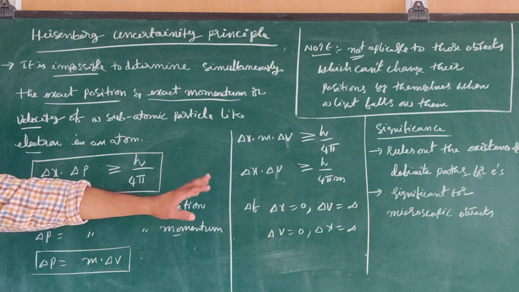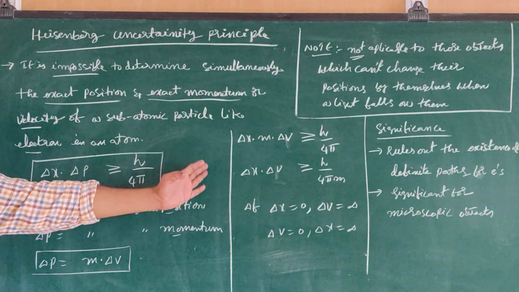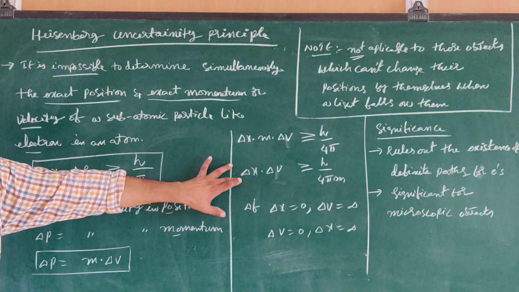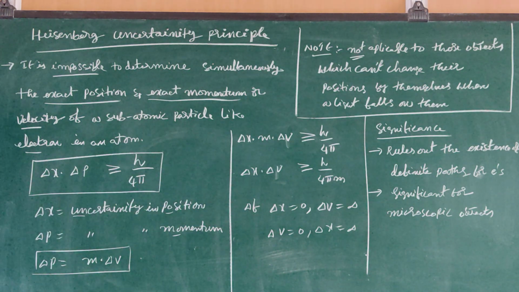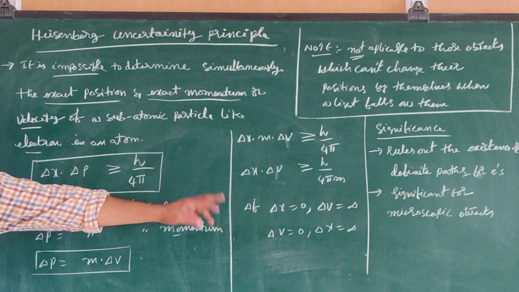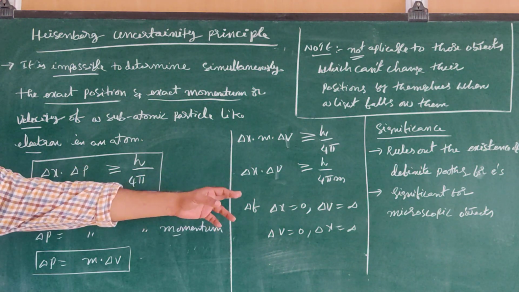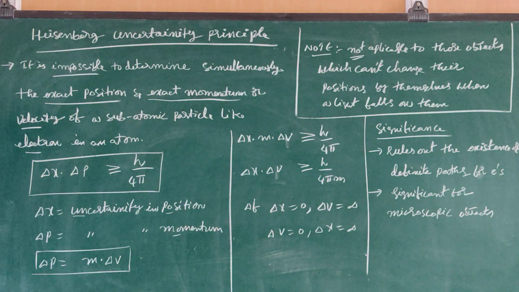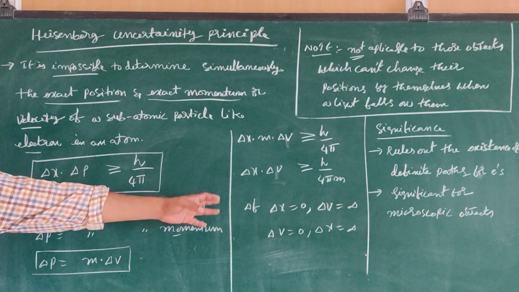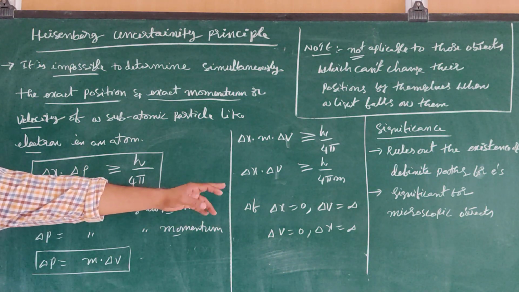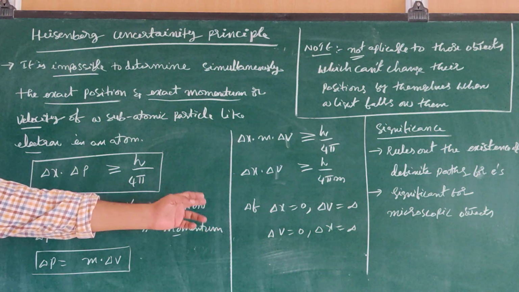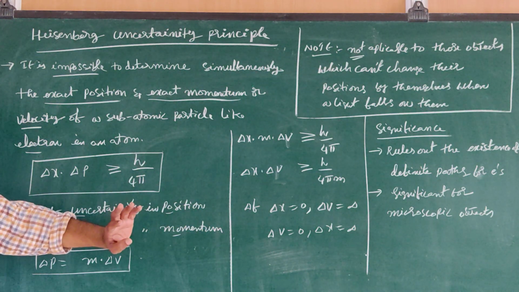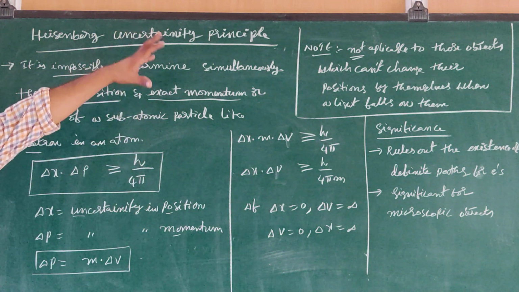So here, if delta x is equal to 0, then delta v becomes infinite. If delta v is equal to 0, then delta x becomes infinite. Okay? One condition is there.